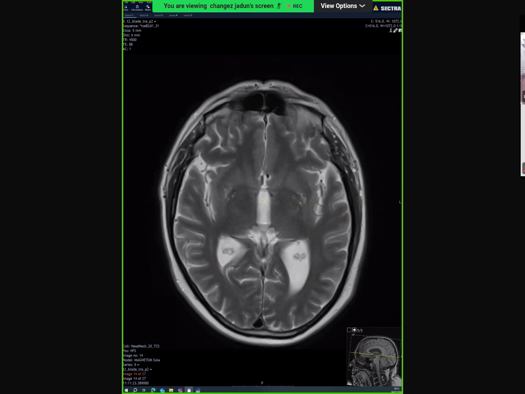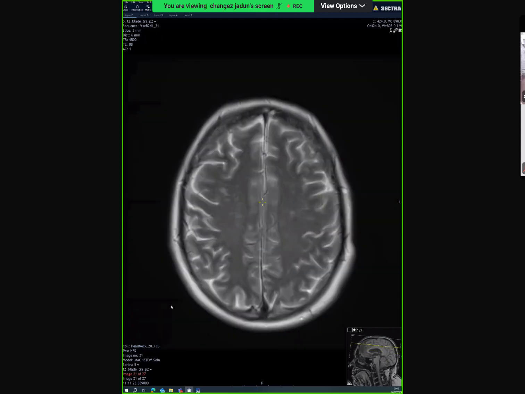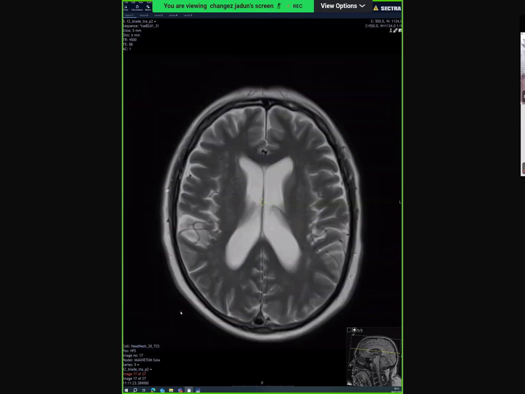Can I see the T1? In our stroke protocol, because there was a history of stroke, we don't do a T1. Can I see diffusion and ADC? I can. So before we go to diffusion, what do you think so far?